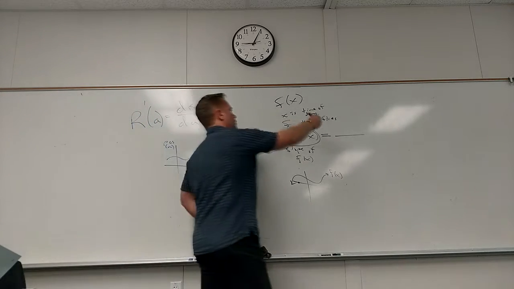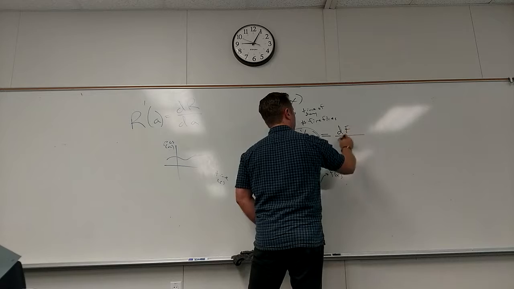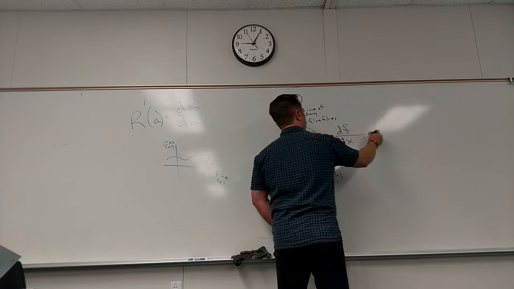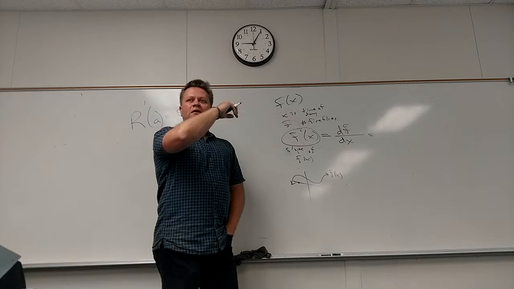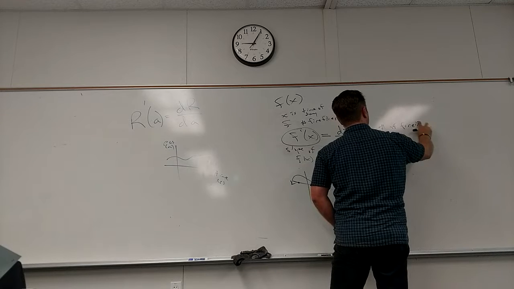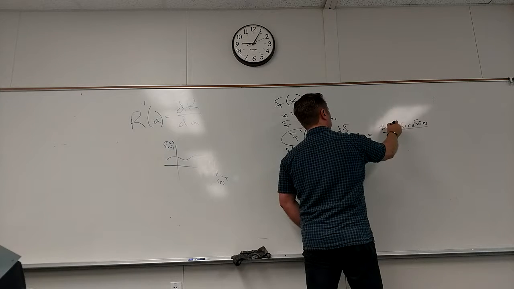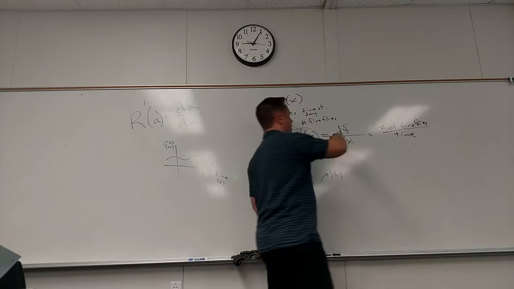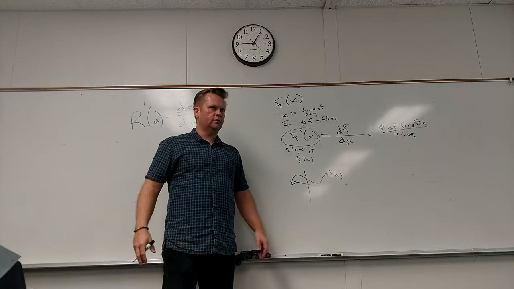Now, how could I write this? Since it is slope, it's change in outputs over change in inputs. Let me make this a little f. So what are the units on f? Number of fireflies. And what are the units on x? Time of day. So what's the units on f prime? The number of fireflies per whatever the time's in, hours, seconds, whatever.